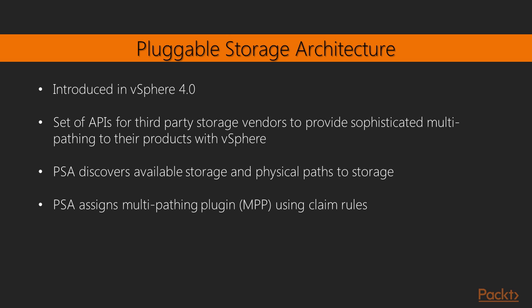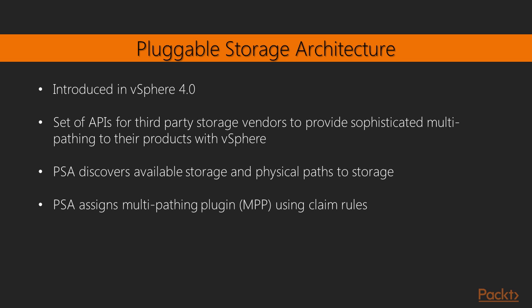Because before vSphere 4, the only options one had for multipathing was the fixed, or the most recently used, also known as the MRU. So by having this set of APIs, you could actually just plug in an MPP, a multipathing plugin from a third-party storage vendor, and that would plug into this pluggable storage architecture and provide the capabilities that the storage vendor had just introduced.